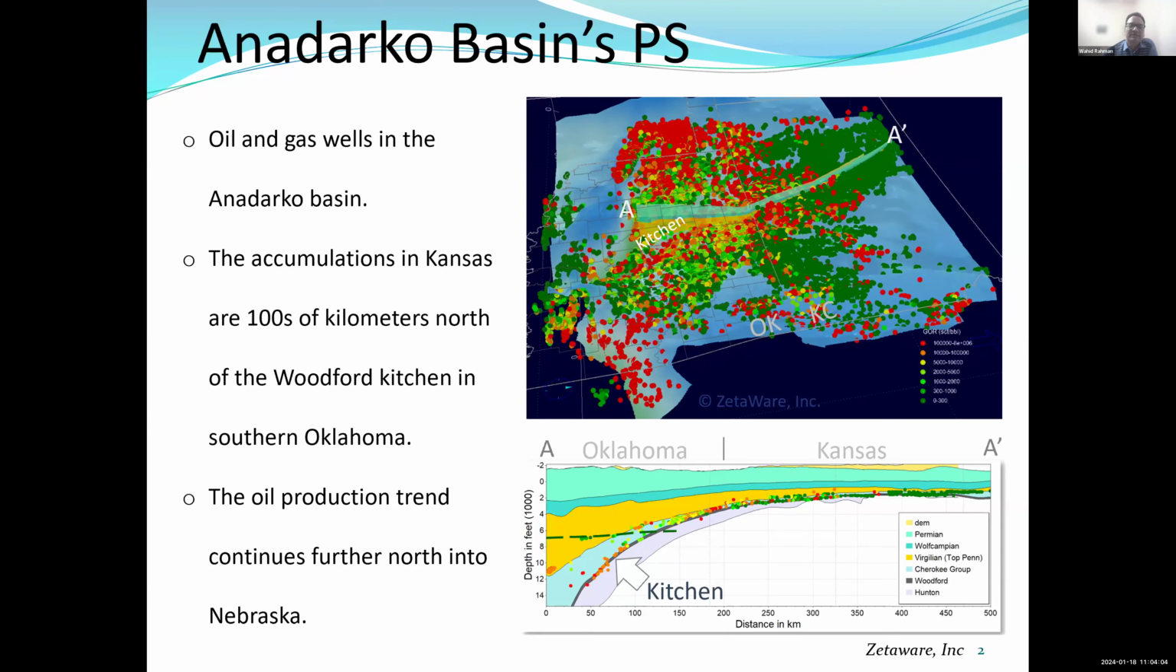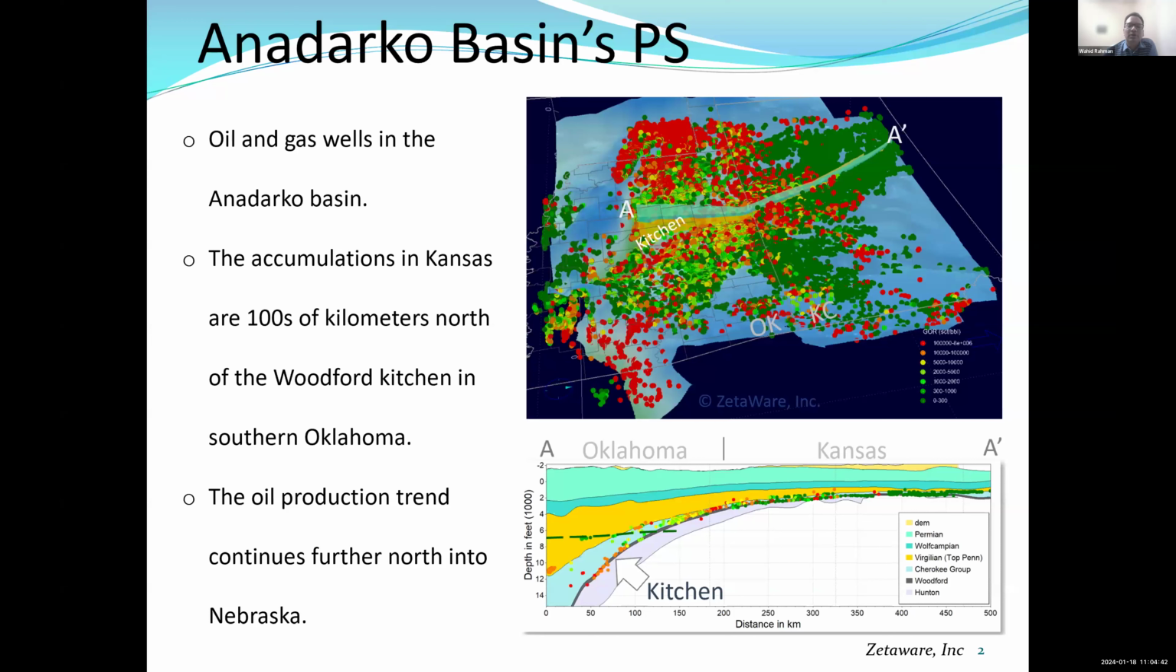So you see the greens here. The north is on the right side of the map, and you see all these oils, and then the gas wells, and the mix of gas and oil wells on the Oklahoma side. And the kitchen is very close to the Oklahoma-Texas border, on the southern part of Oklahoma. You see cross sections A to A prime here, we see how deep the basin is on the southern Oklahoma side, where the kitchen is. And here, the famous source rock is the Woodford Shale. We're going to talk about that in a little bit.